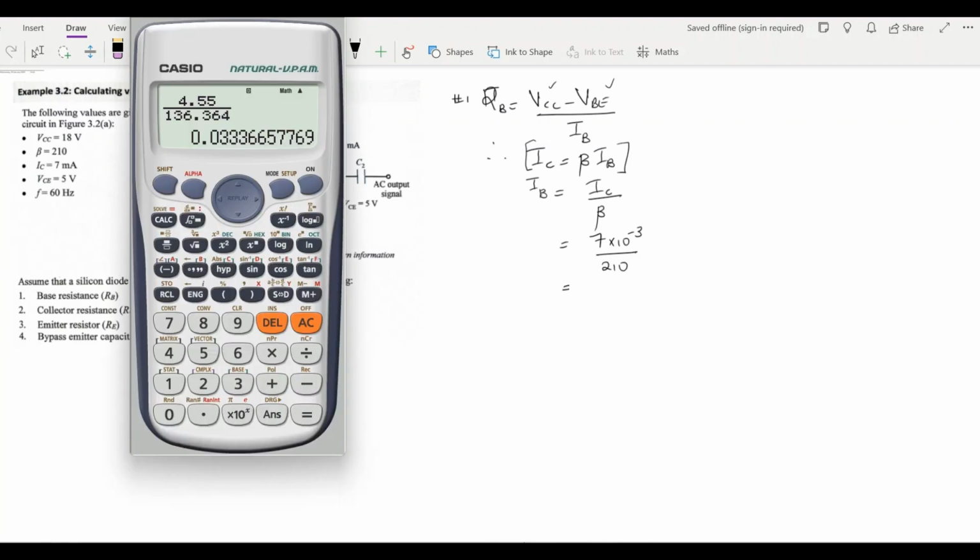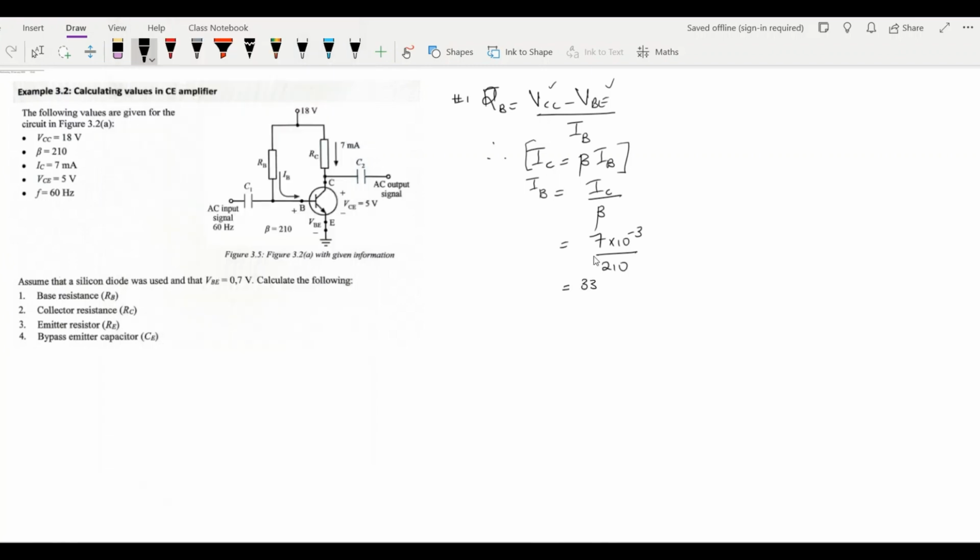When you punch in your calculator, as always, ensure that you reset your calculator so that it does not disadvantage you in the exam, right? Divided by 210, and we get, let's change it to micro, 33.333. So this is 33.333 microamperes.